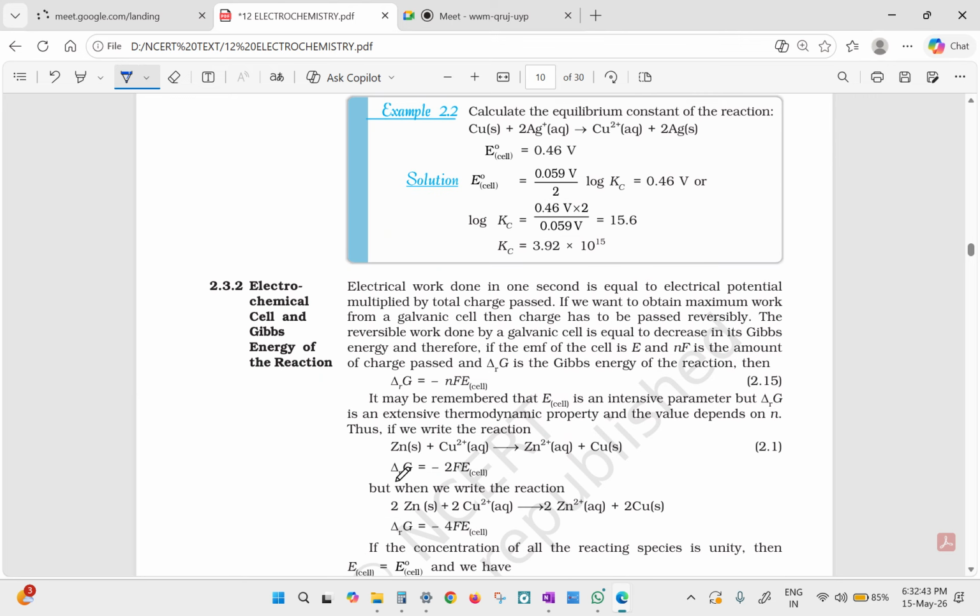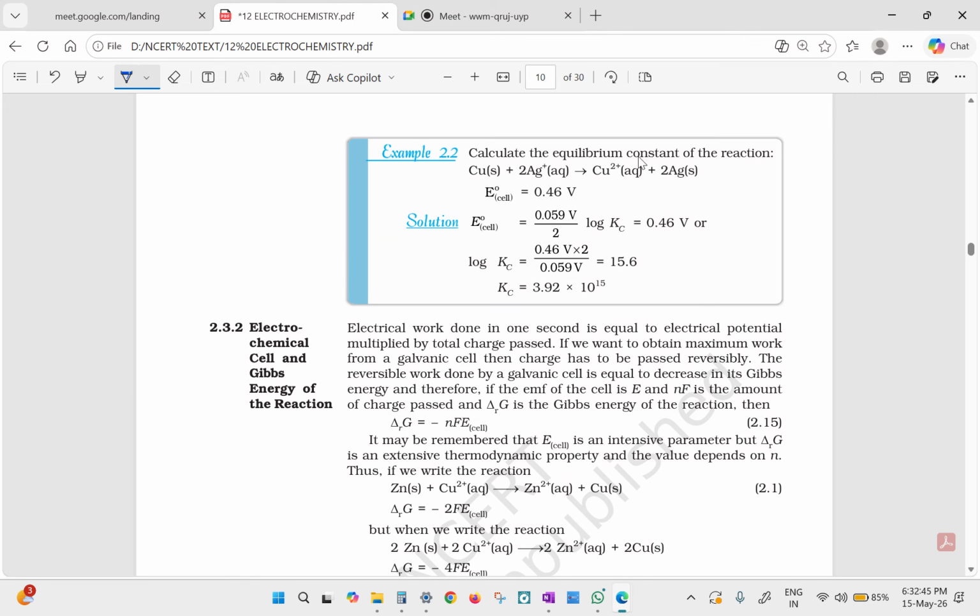Okay. Similarly, calculate the equilibrium constant for the reaction: Cu plus 2Ag+ gives Cu2+ and 2Ag. E naught of cell is given. Now we know the various expressions. What are they? We know del G naught is equal to minus nF E naught of cell. Otherwise, del G naught is equal to minus 2.303 RT log K. Or we know this expression.